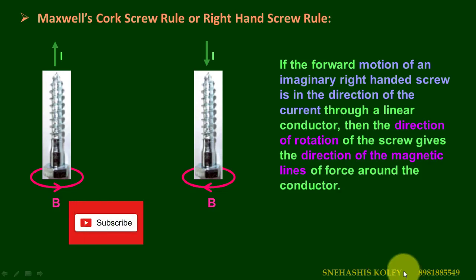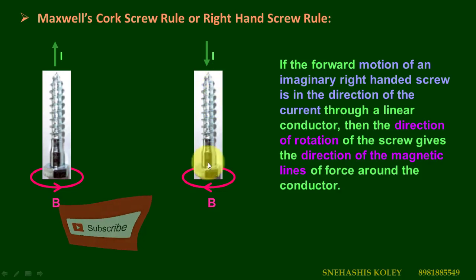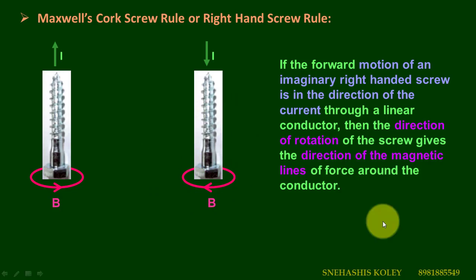From this context, we can say that the rotation of the screw represents the direction of the magnetic field lines, and the motion of the screw represents the direction of the current flowing. When a current is flowing outwards from a point, the magnetic field around it will be anti-clockwise, and when a current is flowing inward into a point, the magnetic field lines will be clockwise around the current carrying conductor.